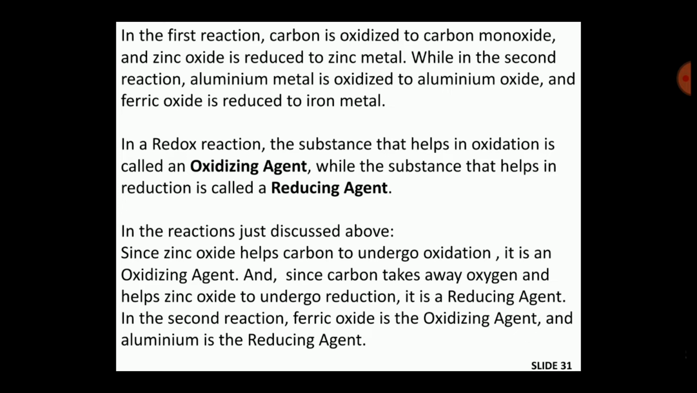In a redox reaction, the substance that helps in oxidation is called an oxidizing agent, while the substance that helps in reduction is called a reducing agent. In the reactions just discussed above, since zinc oxide helps carbon to undergo oxidation, it is an oxidizing agent, while carbon takes away oxygen and helps zinc oxide to undergo reduction. Therefore, it is a reducing agent. In the second reaction, ferric oxide is the oxidizing agent and aluminium is the reducing agent.